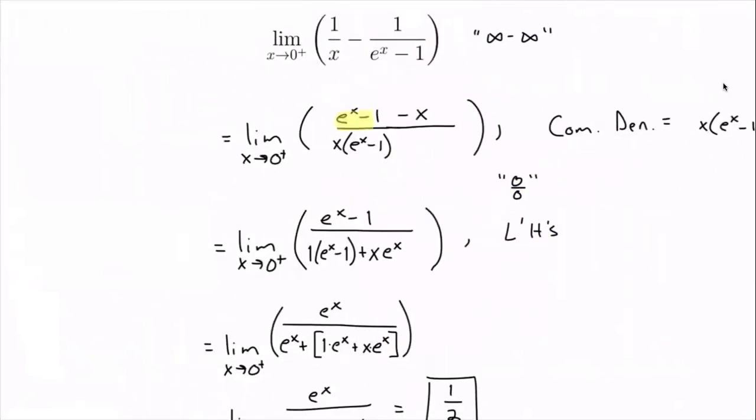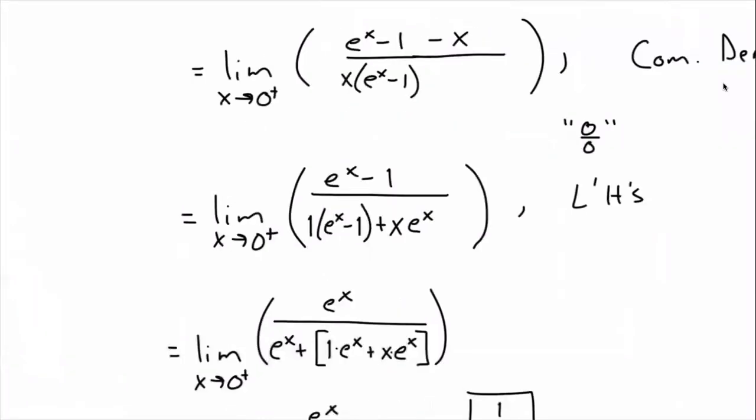It's the derivative of the numerator, which here is just e to the x minus 0 minus 1. So e to the x minus 1. The denominator takes a product rule, right? That's still applicable. The derivative of x is 1 times e to the x minus 1 plus x times the derivative of e to the x minus 1. Well, the derivative of e to the x minus 1 is e to the x, so x times that.